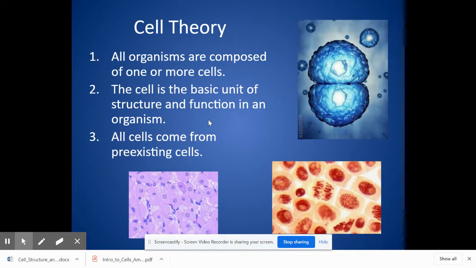Cell theory states that, one, all organisms are composed of one or more cells. This is why viruses are not considered living. They are not made of cells. They are much smaller than cells. Two, the cell is the basic unit of structure and function in the organism. And three, all cells come from pre-existing cells. So new cells do not spontaneously just appear. They appear from cell division.